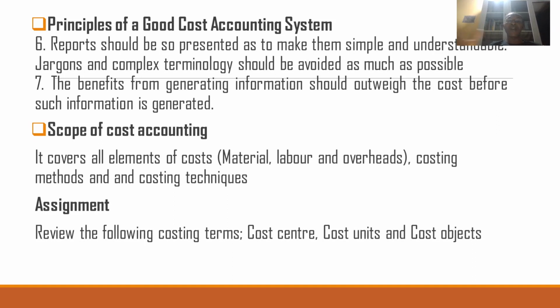If you summarize what we are looking at in this course, it is basically about cost: material, labor, overhead, then costing methods, which talk about job costing, batch costing, process costing, and all of that. And then the costing techniques, whether you're using standard costing or marginal costing and all of that, just to value your finished goods. Those are the things we'll be looking at in this course.